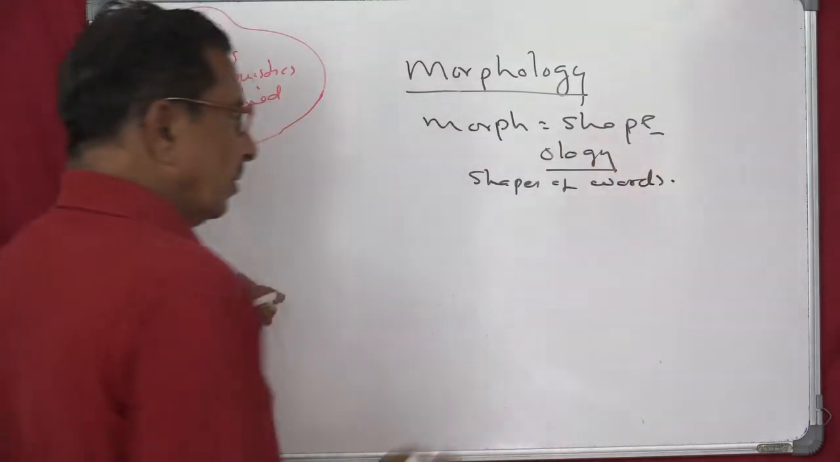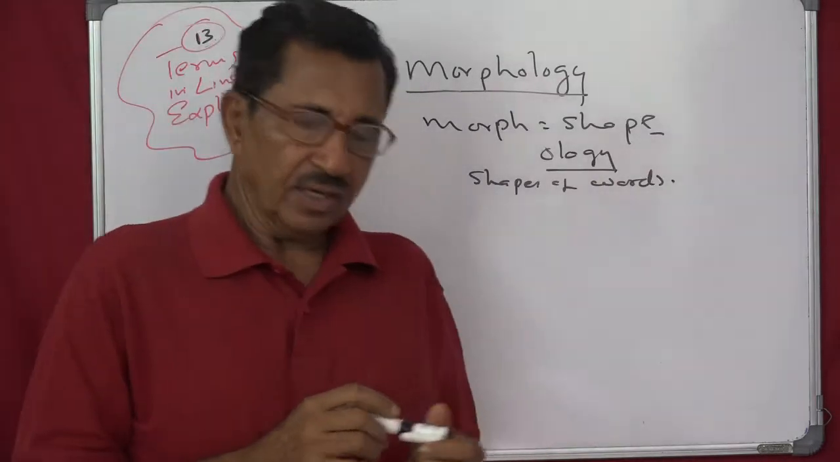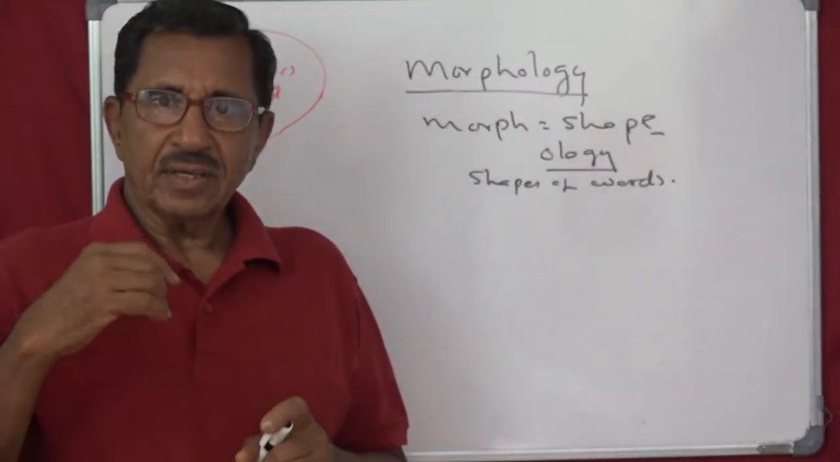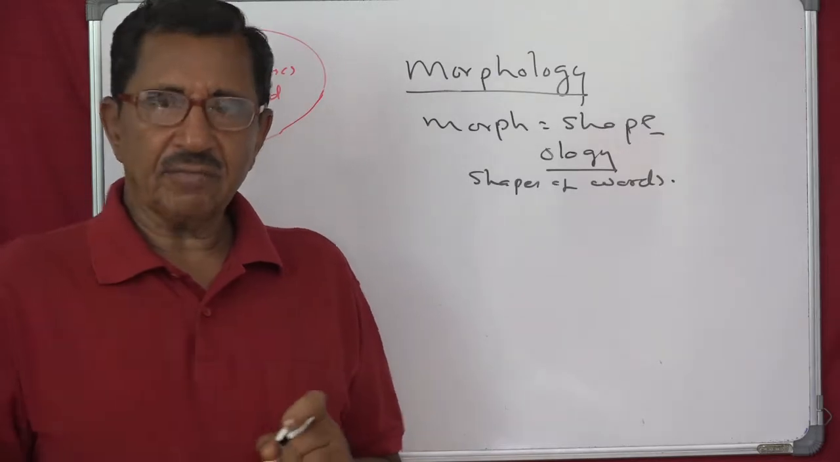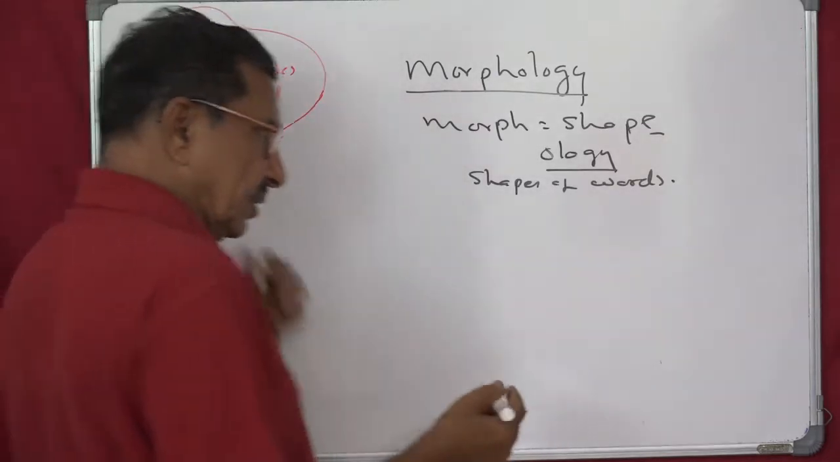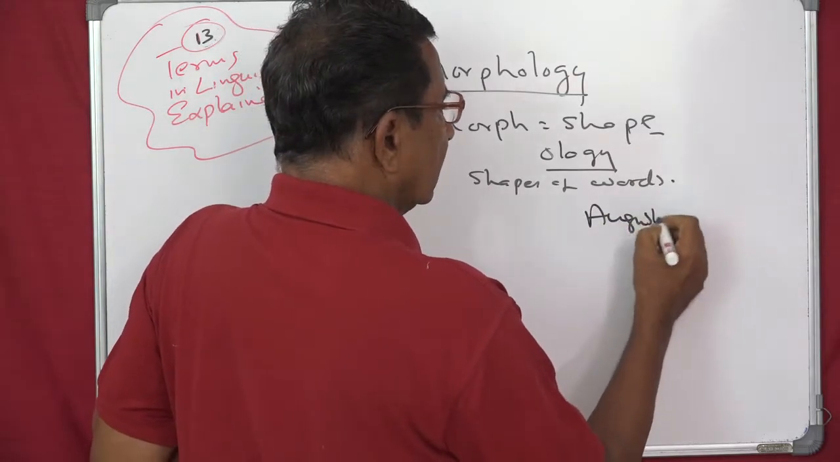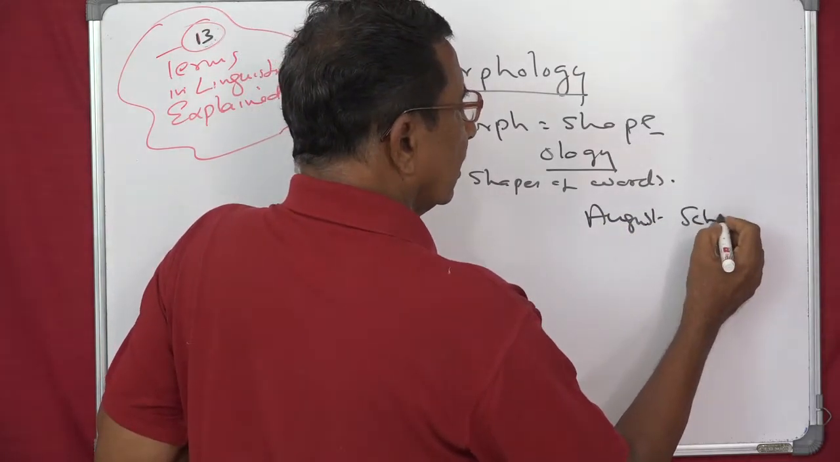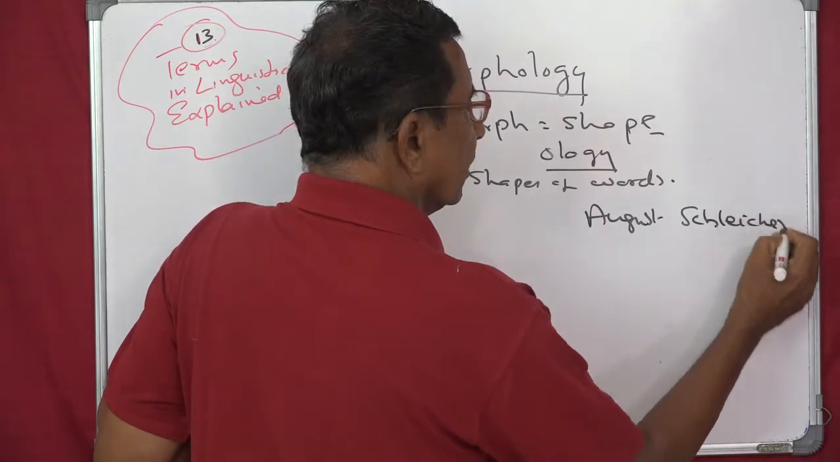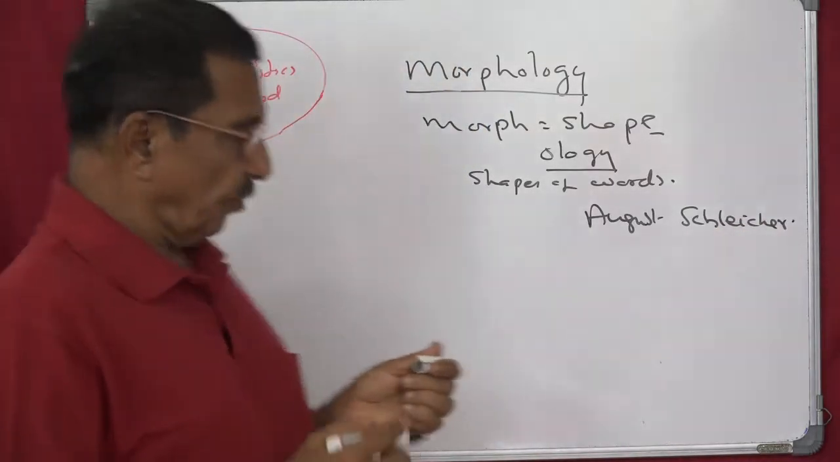That's the meaning of morphology. Now, for the first time, this term was used by the German philologist, linguist, you can say, August Schleicher. He used it first time, morphology.